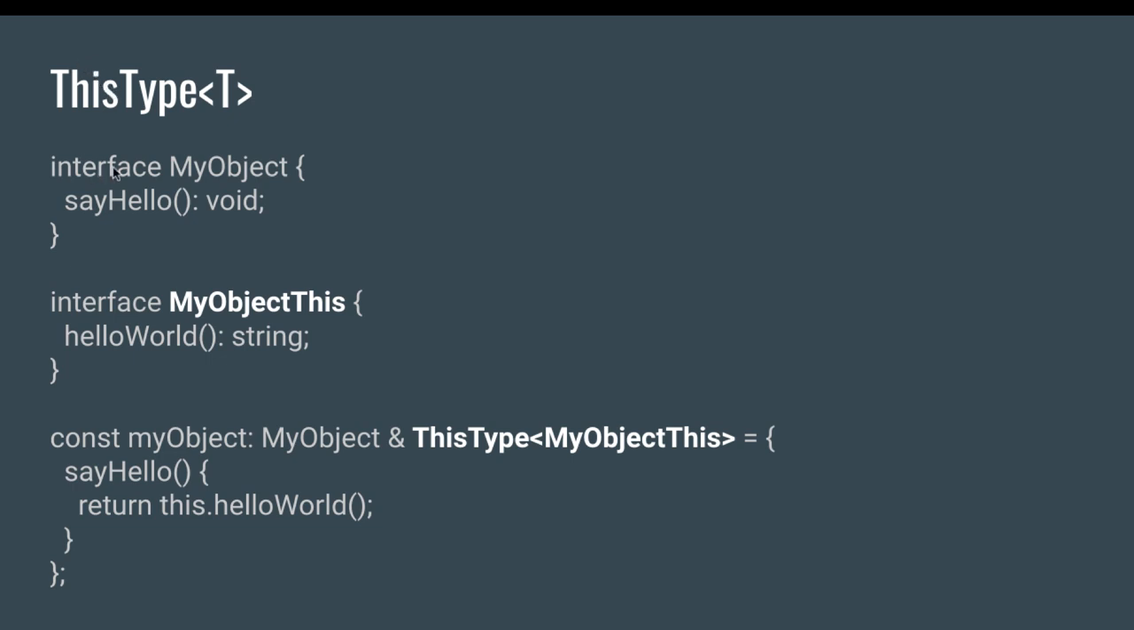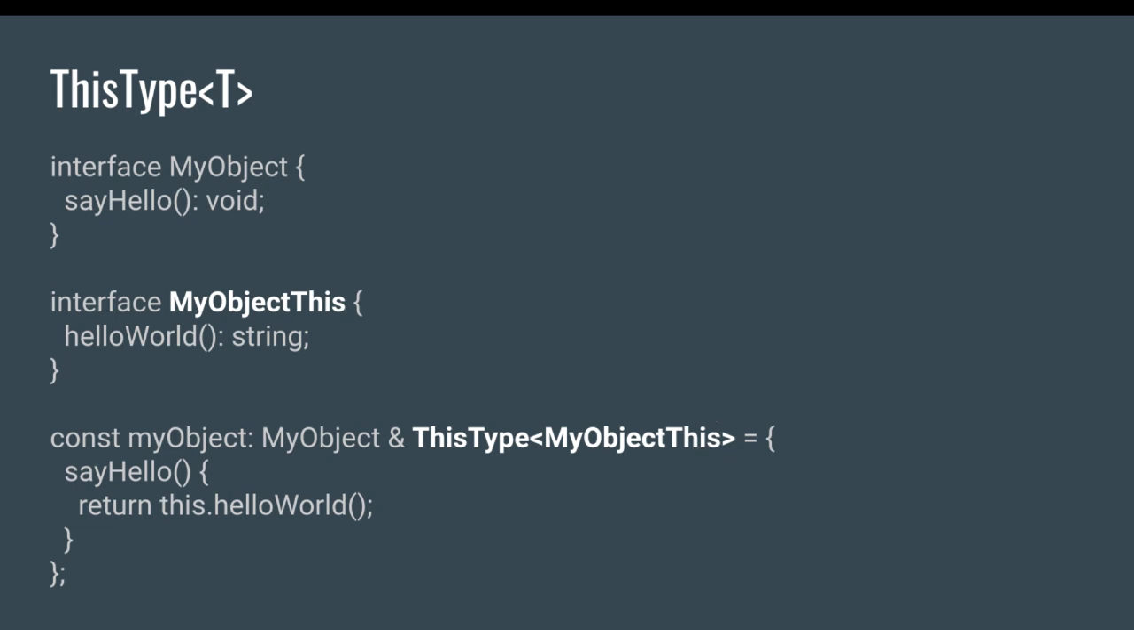In here we have interface myObject that has one method sayHello, and we've got another interface myObjectThis, which we use to describe the this keyword of our object, and this keyword should have the helloWorld method which returns a string. Then we create myObject object and describe this object using the myObject interface we defined in here. Then we use this type marker to describe the this keyword using the myObjectThis interface.